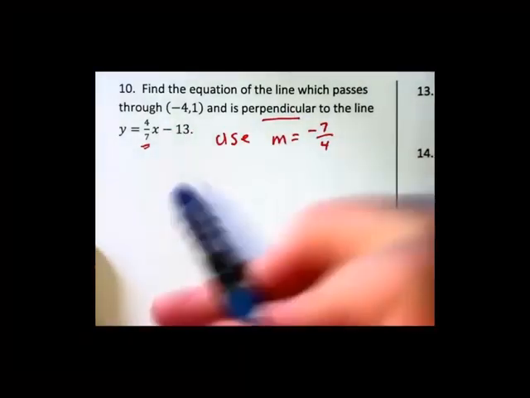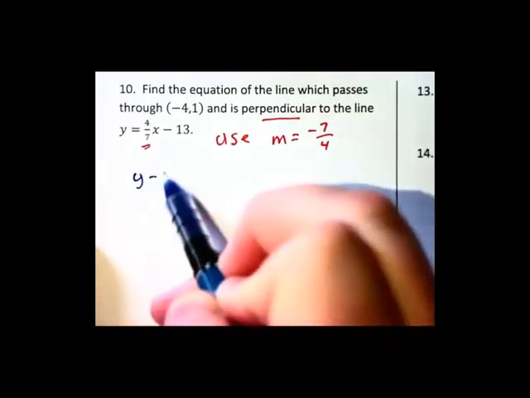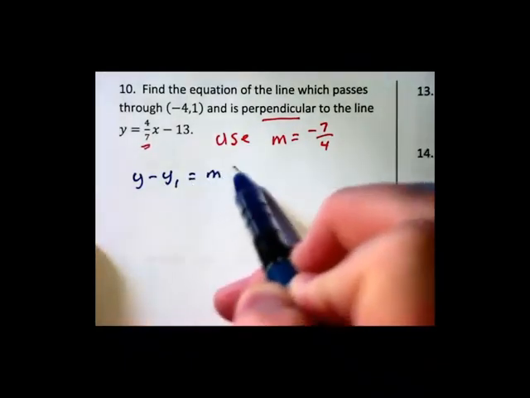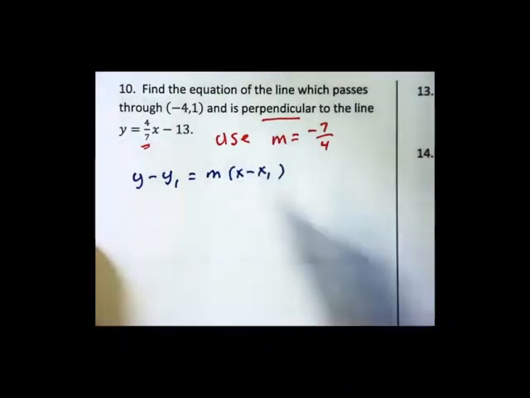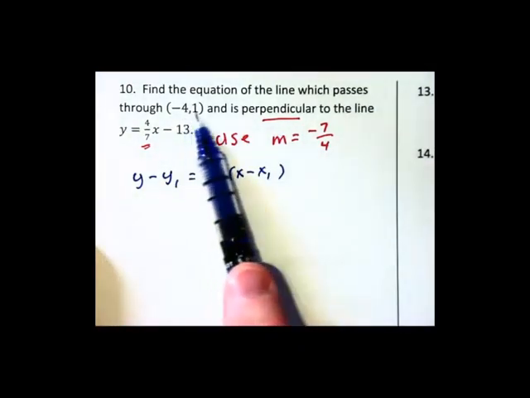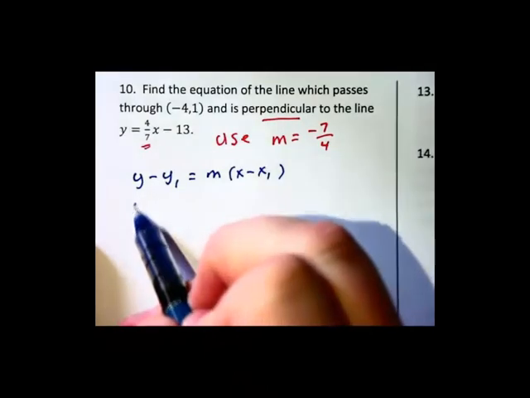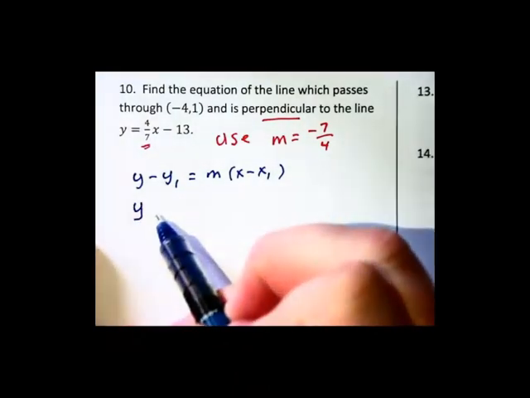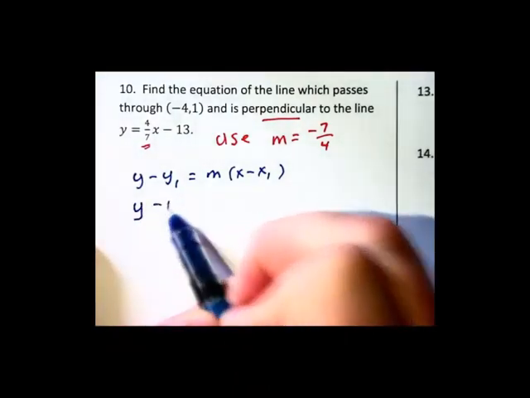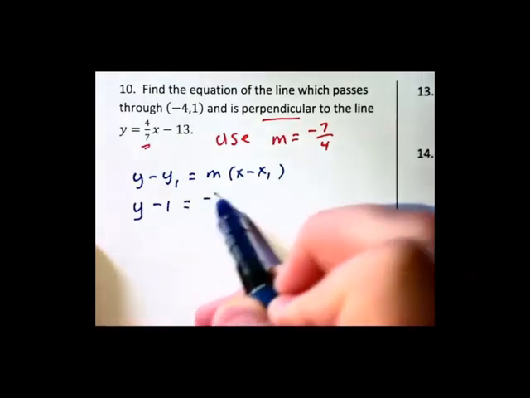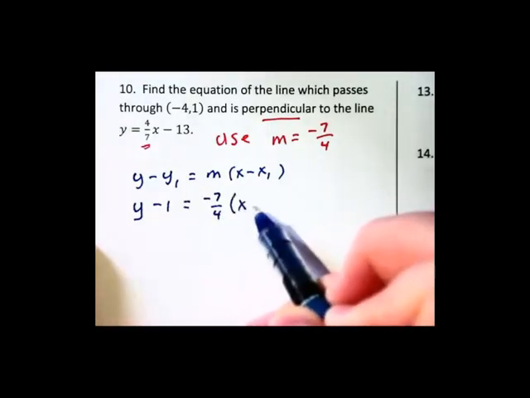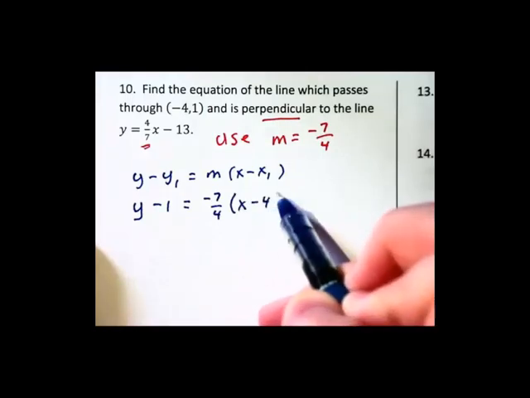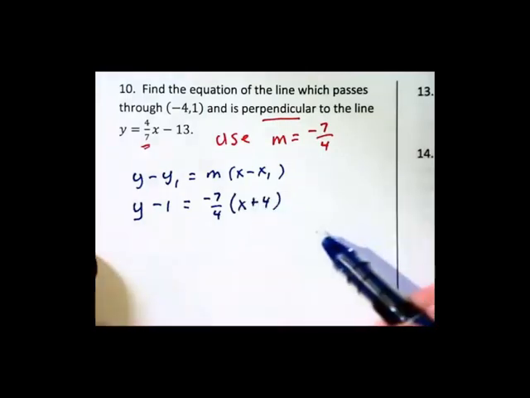So I've got a point and a slope, so I'm going to use the point-slope formula, which you have here. And so my point negative 4, 1 will be the x1, y1. So I'm going to have y minus the 1 equals m, the negative 7/4 we're using, times x minus a negative 4, which really turns into plus 4.